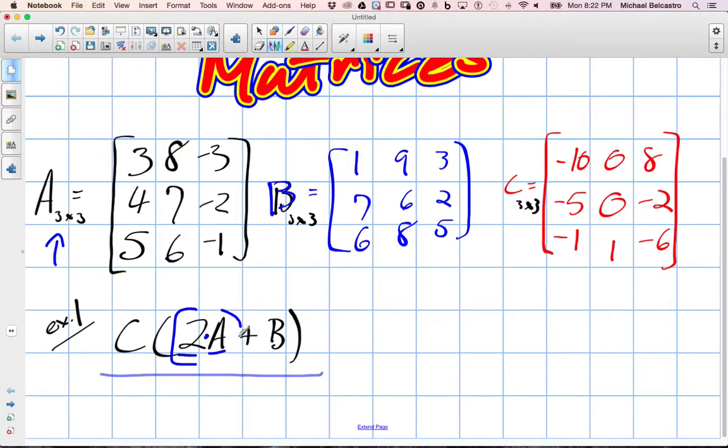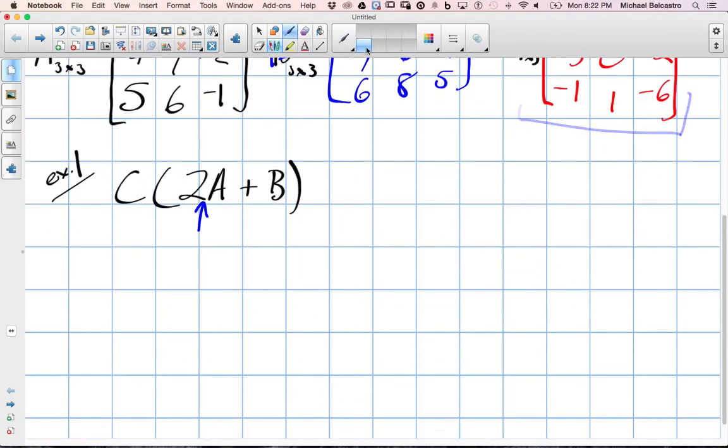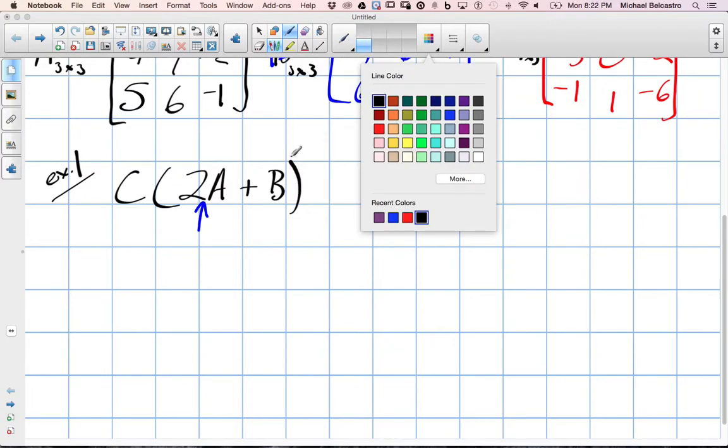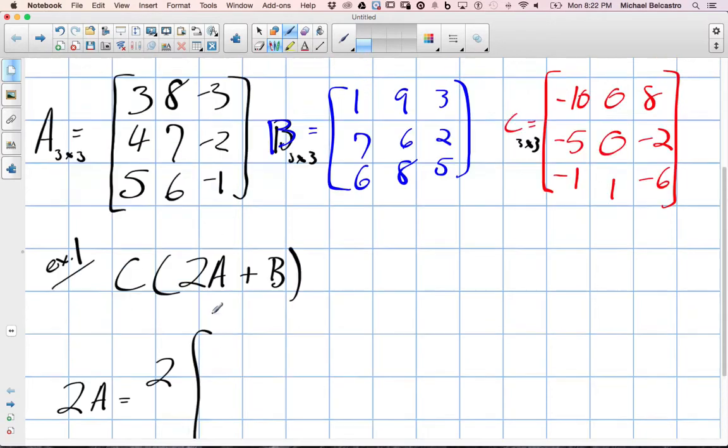Then whatever that is, we're going to add it to matrix B. And then whatever that final answer is, we're going to multiply by matrix C. So a lot of information in the first one. Okay, probably the simplest thing to do is to multiply a scalar by a matrix. So let's do 2A.